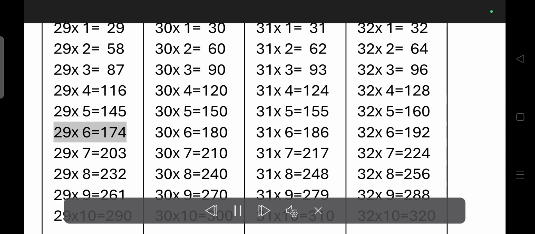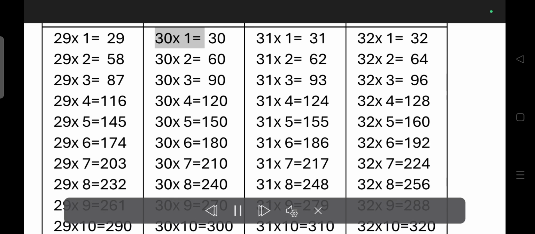145. 29 times 6 is equal to 174. 29 times 7 is equal to 203. 29 times 8 is equal to 232. 29 times 9 is equal to 261. 29 times 10 is equal to 290.